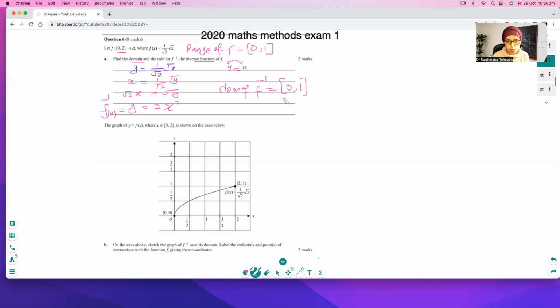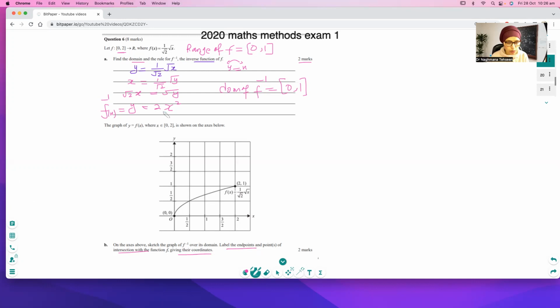To get the 2 marks for this question, you have to show this working out and write the domain. Okay, so now the next one: the graph of f is given here. On the axis above, sketch the graph of f inverse over this domain. Label the endpoints and points of intersection and give their coordinates. Each step has some marks on it, so we need to answer that carefully.